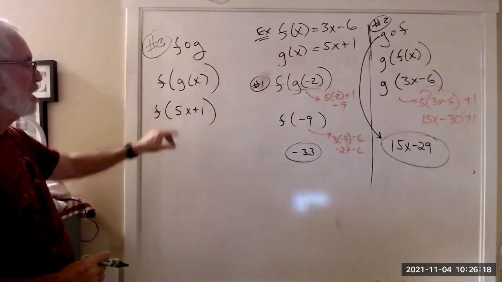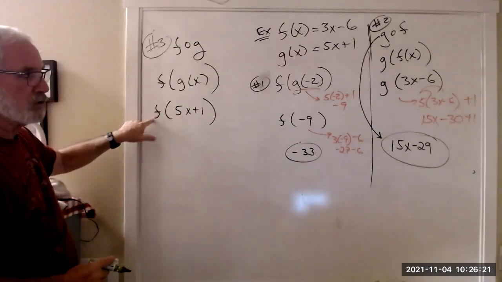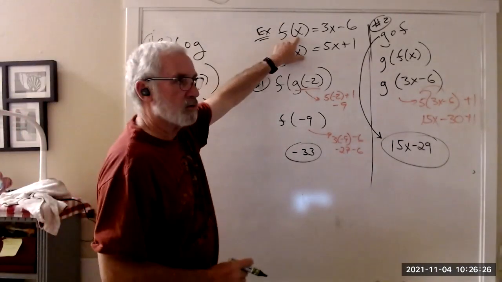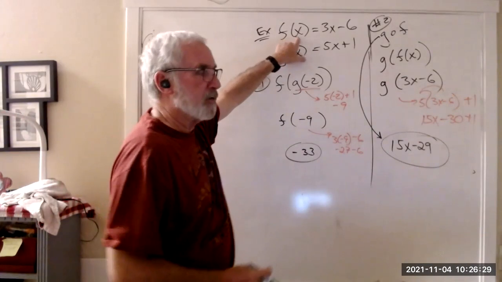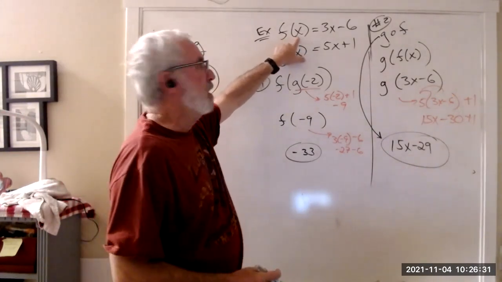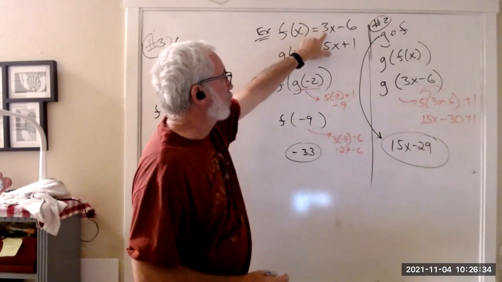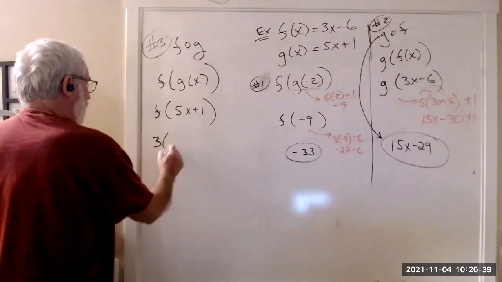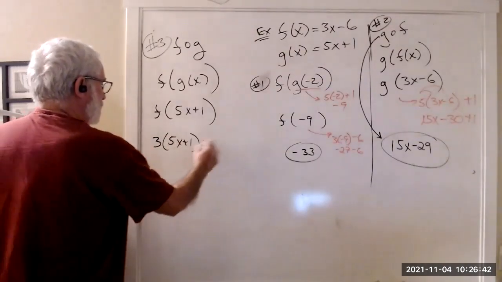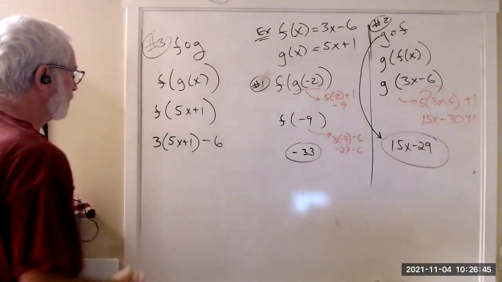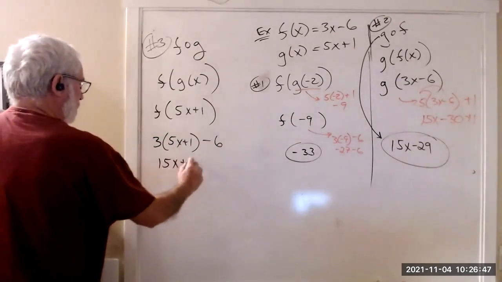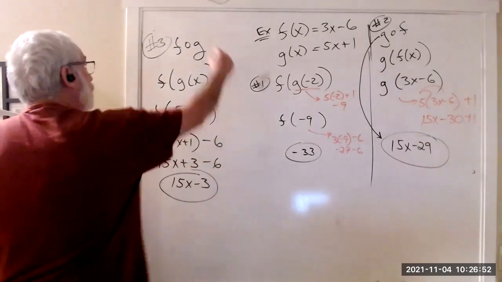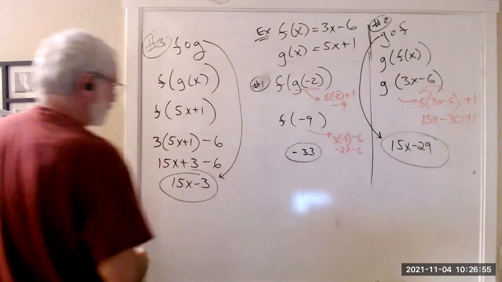Now, what does this say? This says go to the f function and input 5x plus 1 in place of x. Or the other way to think of it, what does the f function say to do? It says, whatever you give me, I'm going to multiply it by 3 and then subtract 6. So I'm going to take this, multiply it by 3 and subtract 6, and then simplify it. So f circle g is this.